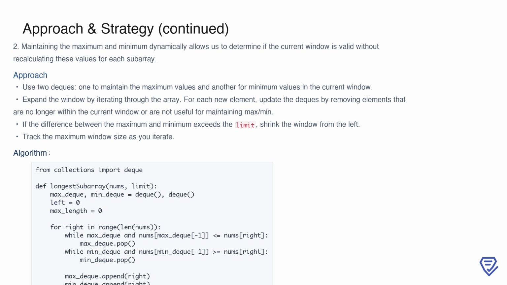If the difference between the maximum and minimum values in the window exceeds the limit, we shrink the window from the left. This ensures that the window remains valid, and at the same time, we track the maximum size of any valid window encountered during the iteration.